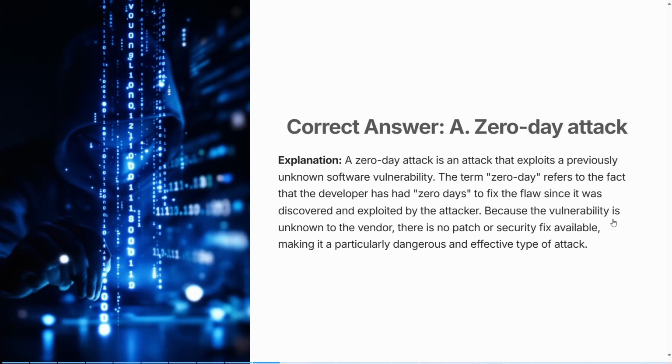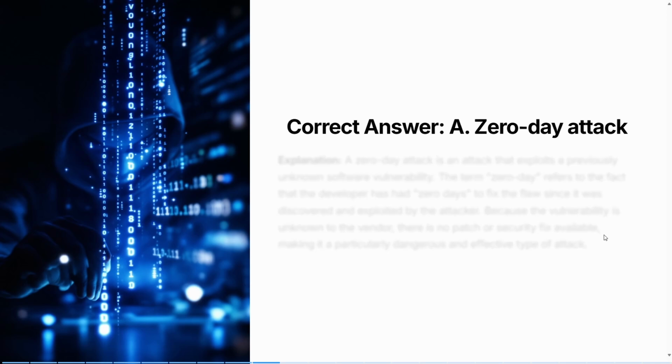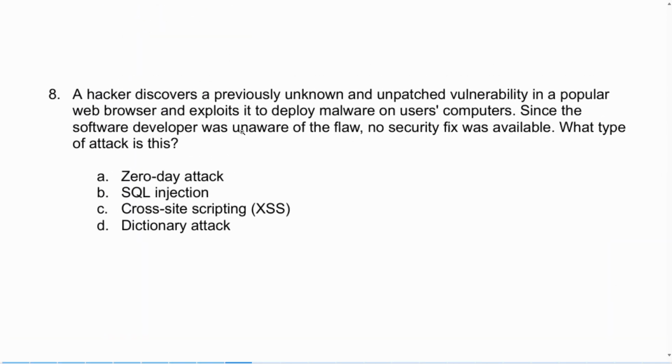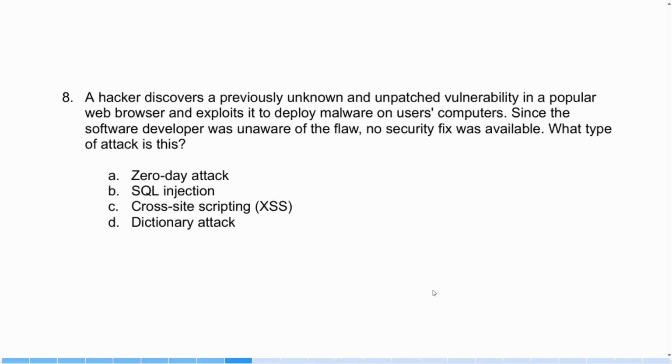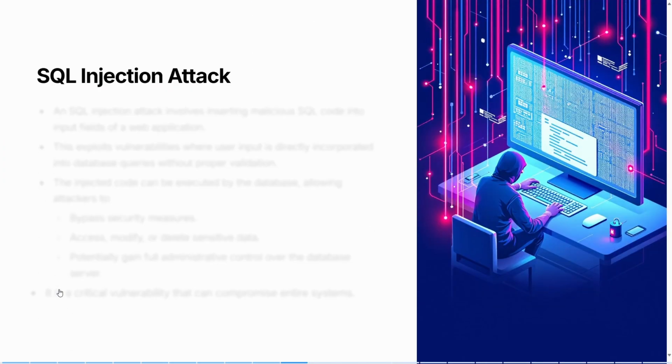So because the vulnerability was unknown, there is no patch or security fix available. And that was the giveaway in the question, guys. The question actually said, the software developer was unaware of the flaw, no security fix was available. And they also said that the vulnerability was previously unknown and unpatched. So that's the giveaway on why it was a zero-day attack. Let's have a look at these other options and make sure we know what those are as well, because we'll need to for your exam.